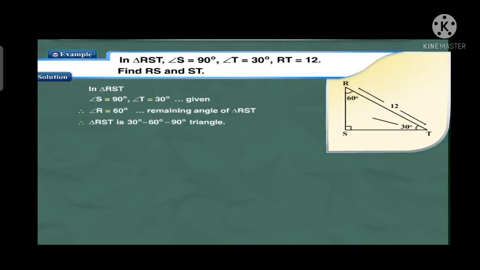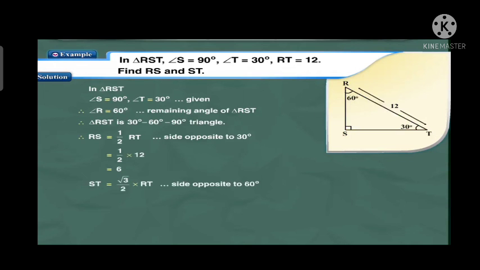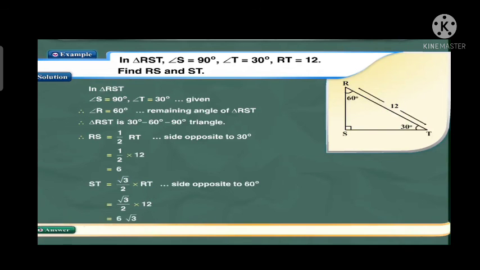So according to that property, the side opposite to 30 degree is RS, which is half the hypotenuse RT, which is equal to 6. Similarly, the side opposite to 60 degree is ST, which is root 3 upon 2 times the hypotenuse. RT value is 12, so therefore ST is equal to 6 root 3. Answer: RS is equal to 6 and ST is equal to 6 root 3.